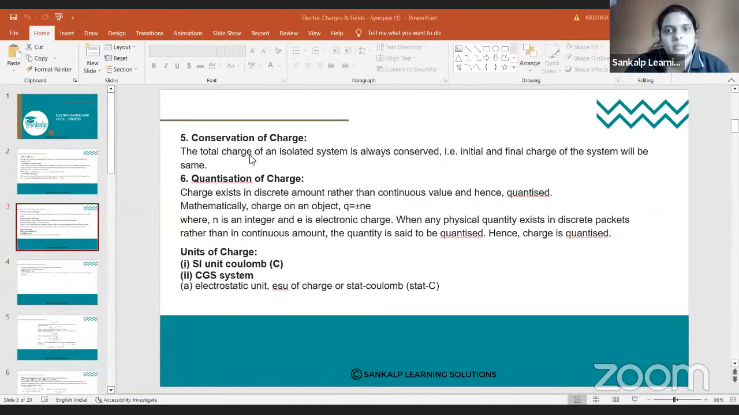Okay. Yes. See here, the quantization of charge we were discussing. Charge is the integral multiple of the charge of the electron. That is Q is equal to N into E. Can anyone tell me what is the value of charge of the electron? E is equal to, what is the value? Kruti, Akshata, Jaydev, who all are there?